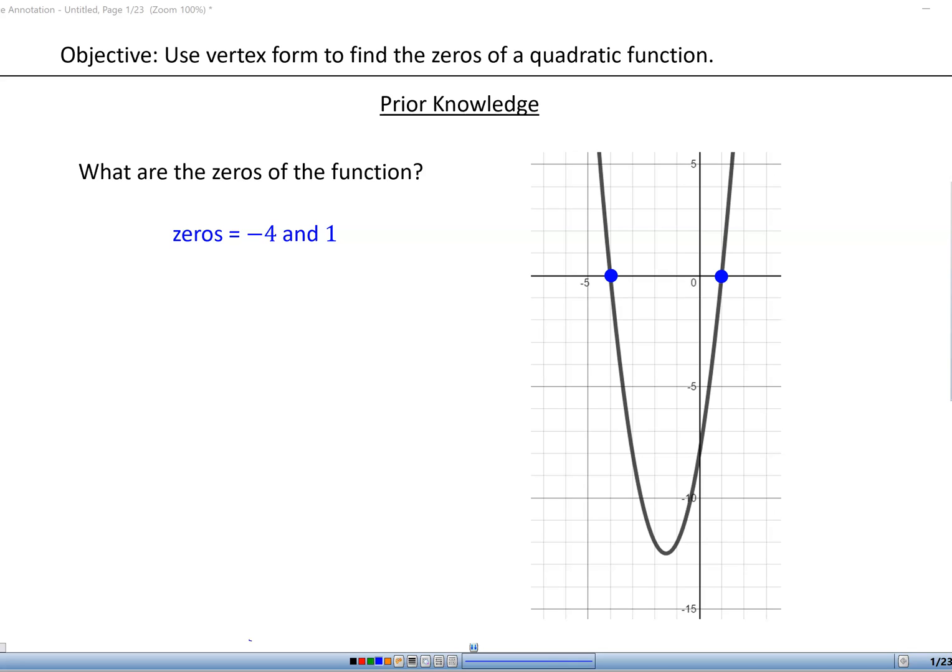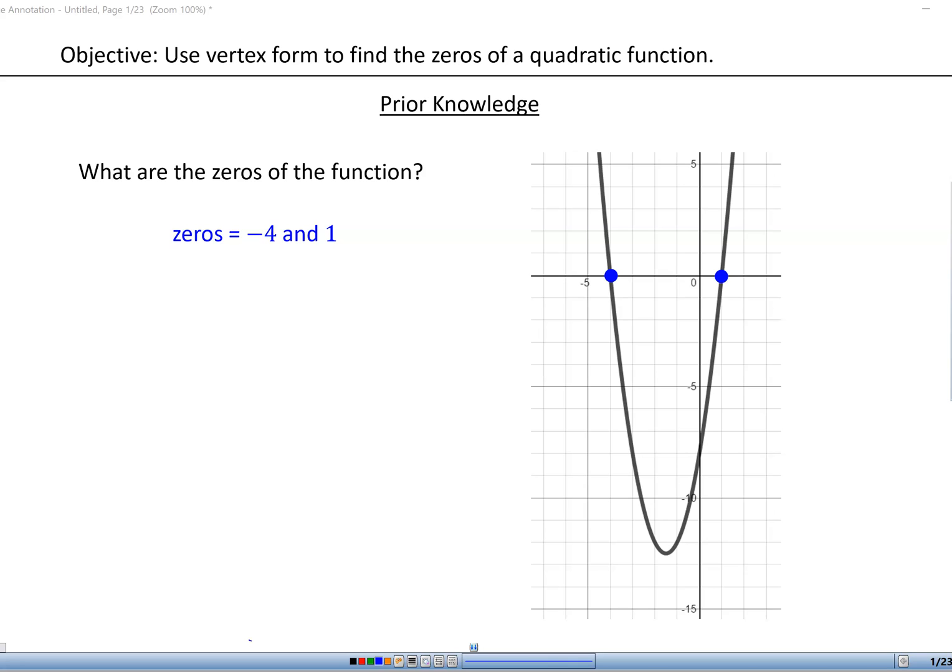This is lesson 5 in unit 6, so we'll call it 6.5. And it is on finding the zeros of a quadratic function that is in vertex form. And so we'll be using our algebra here, and our algebra will involve our square root property, which we learned in the previous lesson.